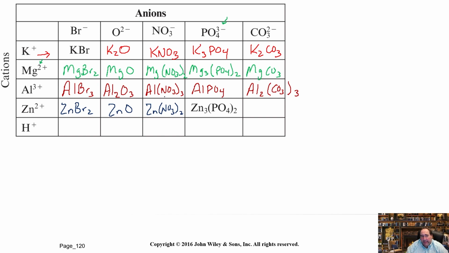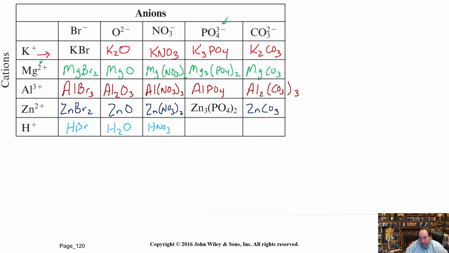+2 -2, going to give us ZnCO3. Lastly, here on this particular one, we're going to take H plus and Br, which is HBr. H plus and O2 minus, going to give us H2O. H plus and NO3 minus, which would give us HNO3.